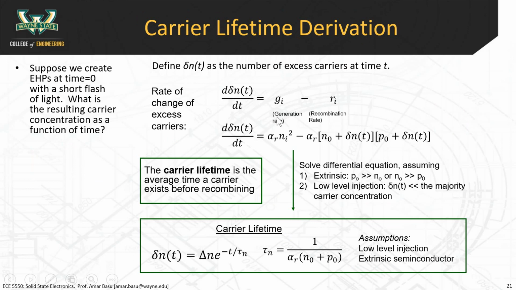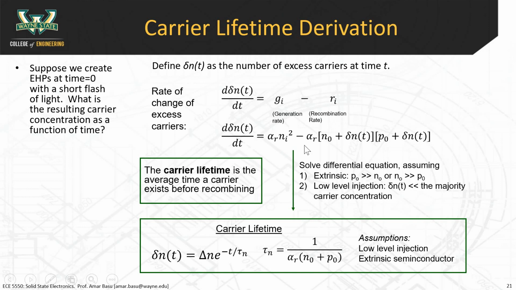This is a typical differential equation that shows a rate. The way you can think about it is G_i is generating carriers, R_i is removing carriers. So the difference between the two gives you the rate at which carrier concentration would change with time. I'll have another example of this when we talk about the continuity equation later. All right, so d sigma n dt, you plug in the generation rate and you plug in an equation for the recombination rate.